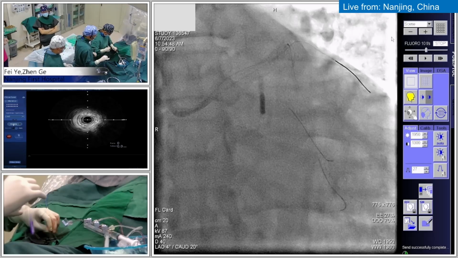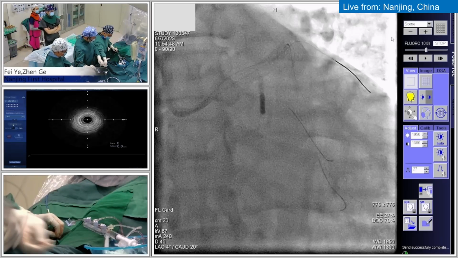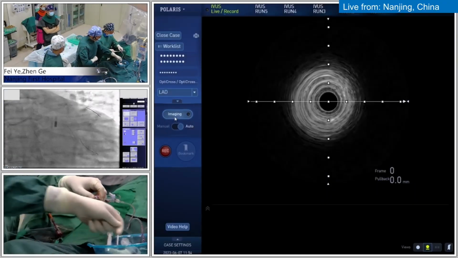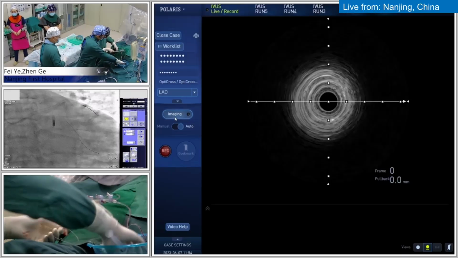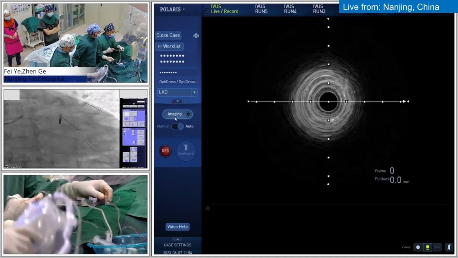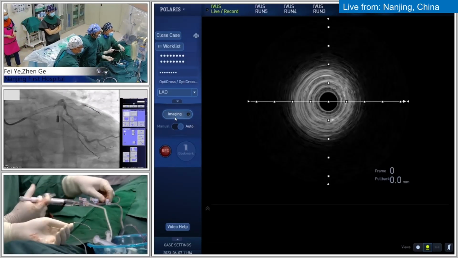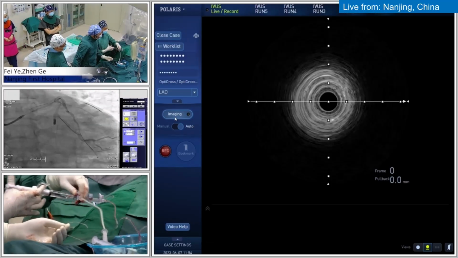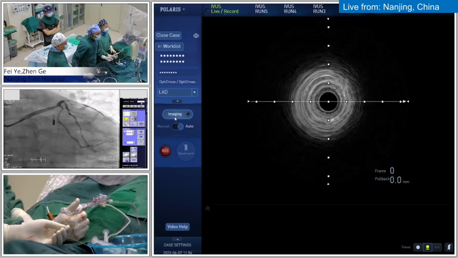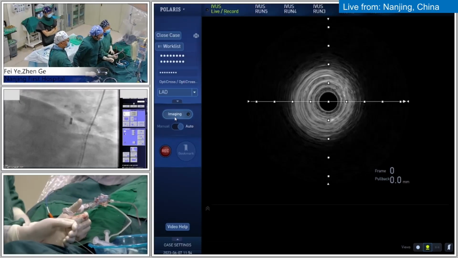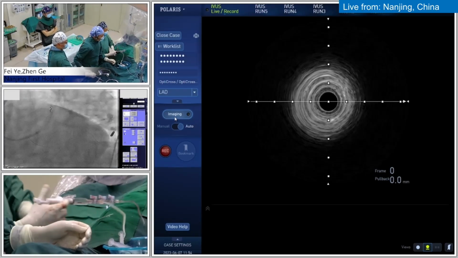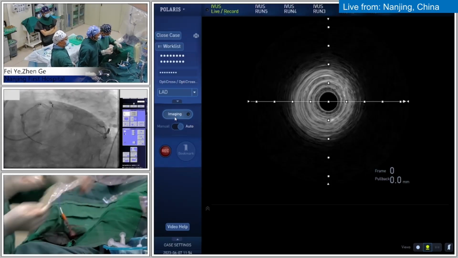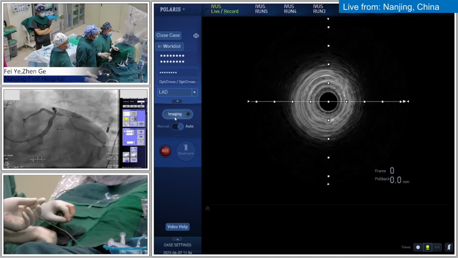IVUS preparation. IVUS is okay. Ready? We can see the patient's heart rate and blood pressure are very stable. Okay, good. Spider view.